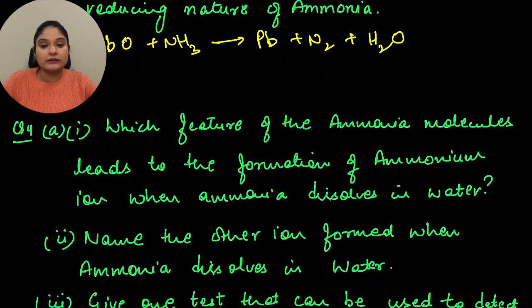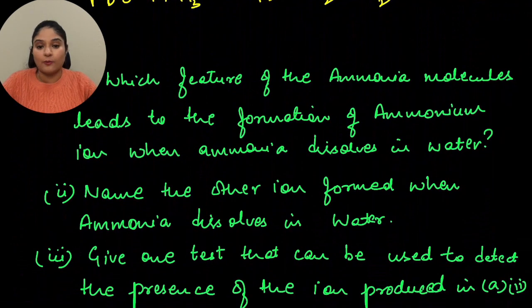Then the next question is, name the other ion formed when ammonia dissolves in water. So one of the ions is the ammonium ion. And since we know ammonia gas is basic in nature, it is alkaline when you mix it in water. This means that you would also have hydroxyl ions, that is OH negative ions. So the other ion formed here would be the hydroxyl ion.